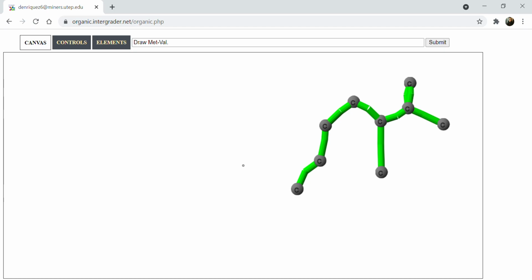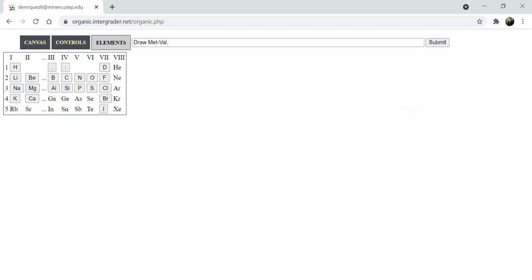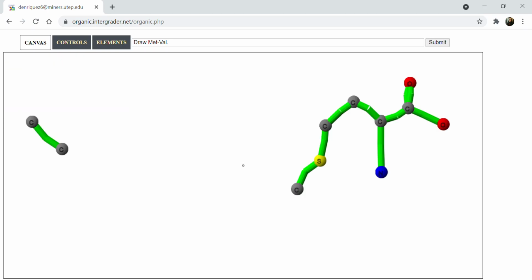Methionine and valine. So methionine. Methionine is not too bad either. It's easy to spot because that's sulfur. Nitrogen, sulfur should be right there. And we've got 4 carbons in between, 1, 2, 3, 4. Yep, it looks about right. Valine has 5 carbons.